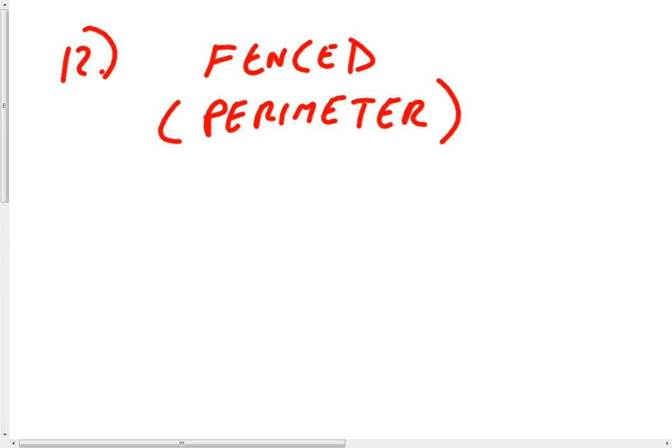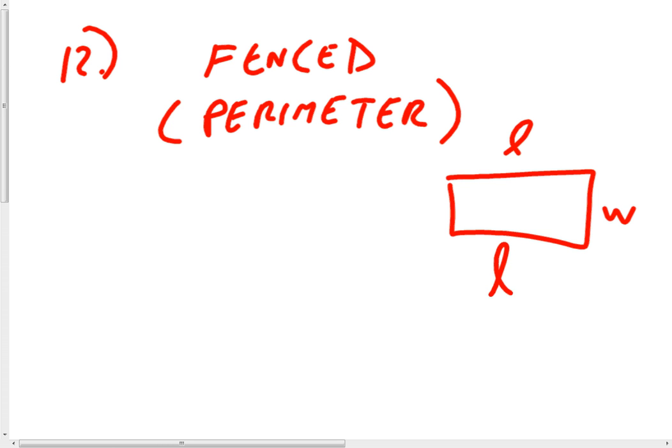How do you figure out the perimeter of a rectangle? It's length times width. How do you find the total of the outside? If that's L, what's that? L. If that's W, what's that? W. How many W's do you have? 2. How many L's do you have? 2. So 2L plus 2W is going to get you your perimeter.